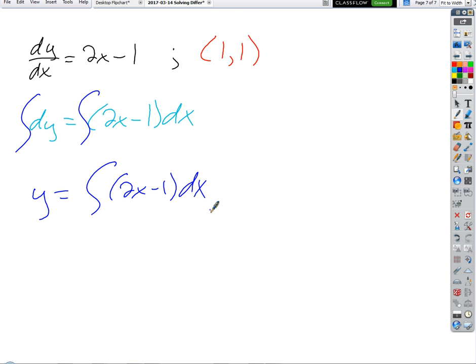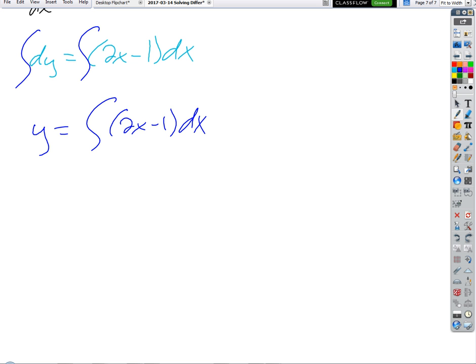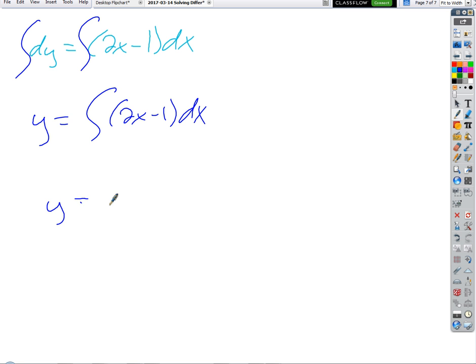Okay, so what's the general solution of this differential equation? X squared minus X, plus C. Good. So y equals x squared minus x plus c. Very good. Okay, so what happens if I change the values of c?